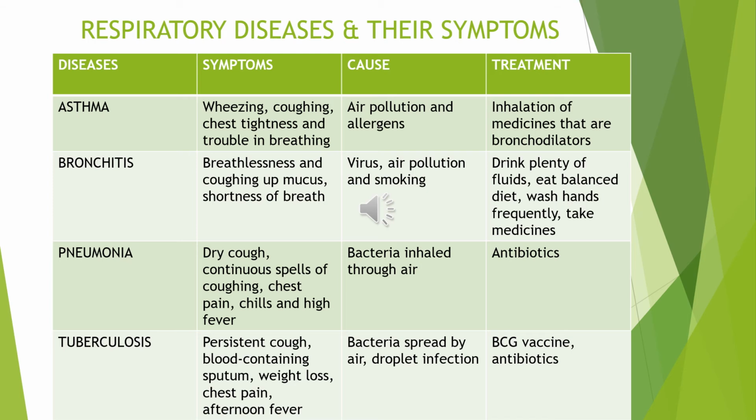Pneumonia. Symptoms are dry cough, continuous spells of coughing, chest pain, chills, and high fever. Causes: bacteria inhaled through air. Treatment: antibiotics. Tuberculosis. Symptoms: persistent cough, blood-containing sputum, weight loss, chest pain, and afternoon fever. Cause: bacteria spread by air or droplet infection. Treatment is BCG vaccine and antibiotics.